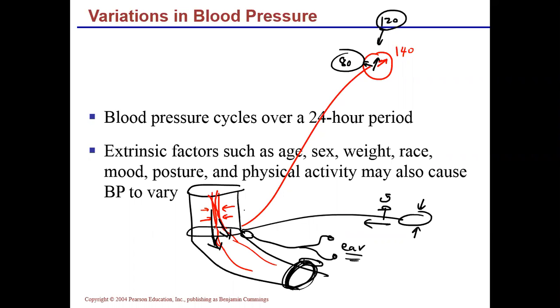We mentioned that already. It's a good idea to check blood pressure over the course of 24 hours. As you know, in the daytime you're more active and your pressure tends to be higher. As you're less active during sleep or perhaps early in the morning, the pressure is lower. So you have to take an average of it and find out where you stand. Age, sex, weight, race, mood, posture, lots of things can actually affect it.